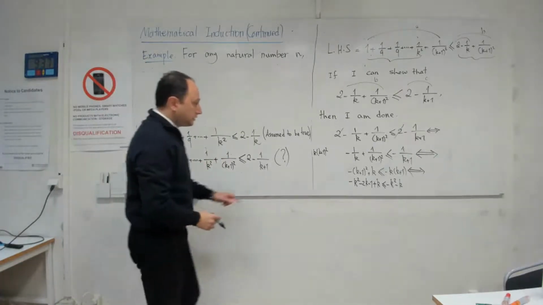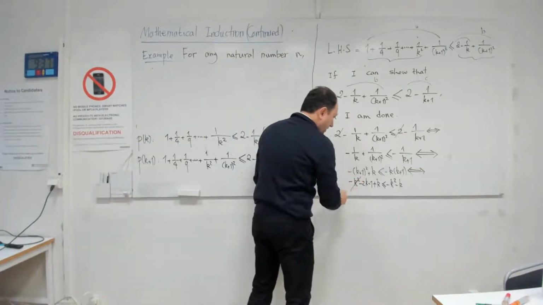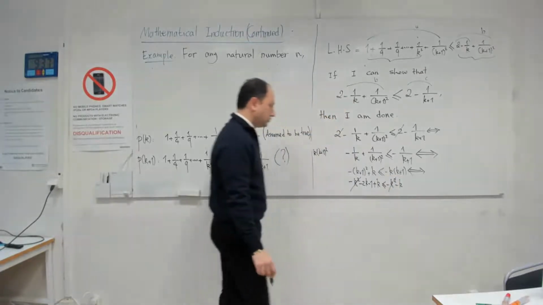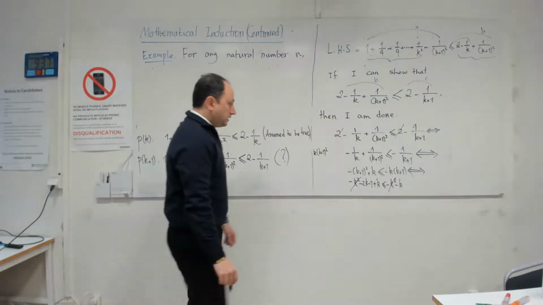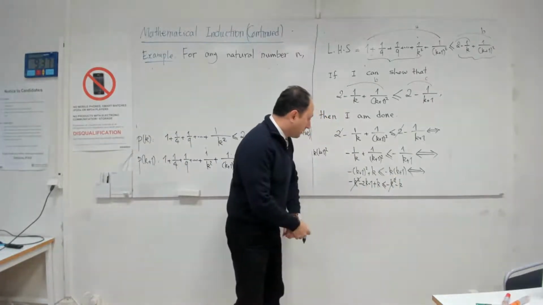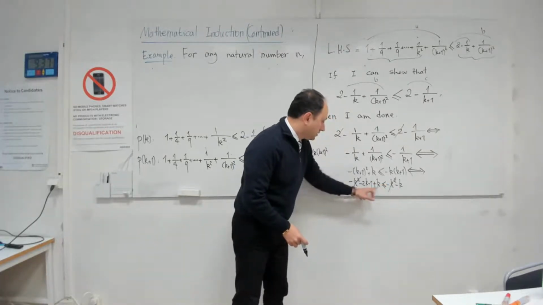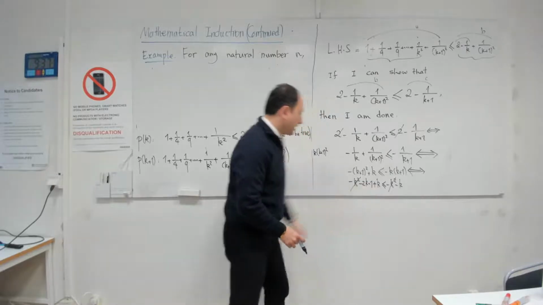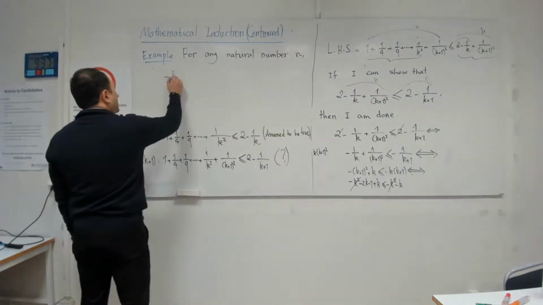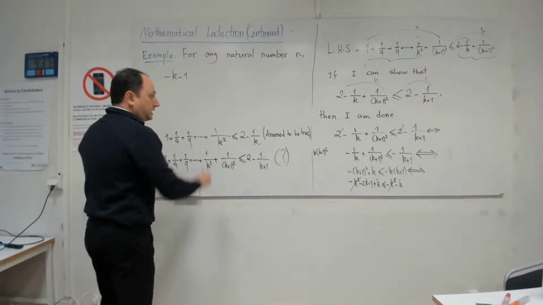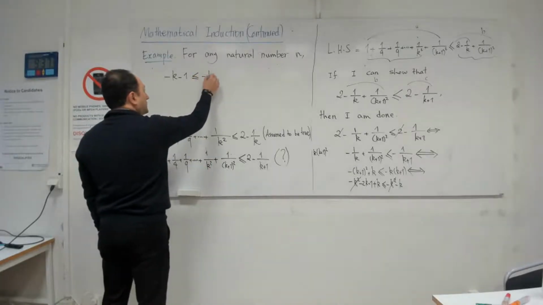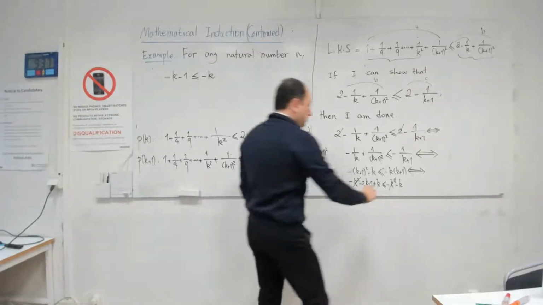So what can I do here? You see, I can simplify this minus k squared and that minus k squared. Okay, and then see what happens. If I take minus k to the right-hand side, so let me simplify. Minus 2k plus k is minus k, and then I have minus 1 is less than or equal to minus k. And that is also reversible.